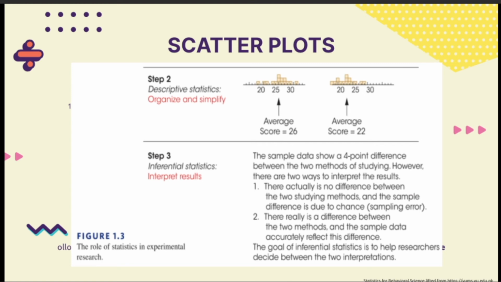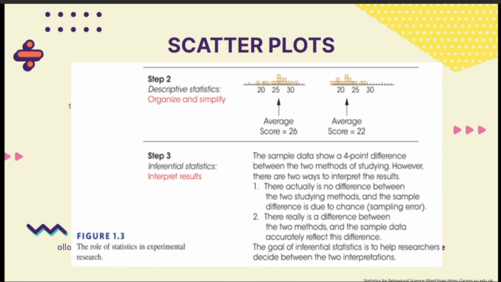Here we can see that the students who studied printed pages had an average score of 26 on the test, and the students who studied the text on the computer had an average of 22. Once we describe the results, our next step is to interpret the outcome. This is the inferential role of statistics. We found a 4-point difference between the samples.